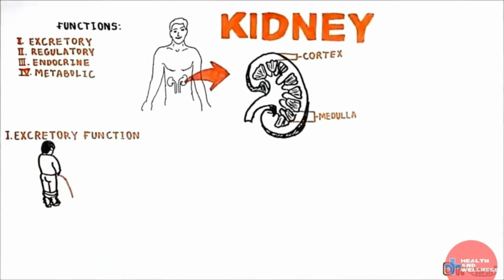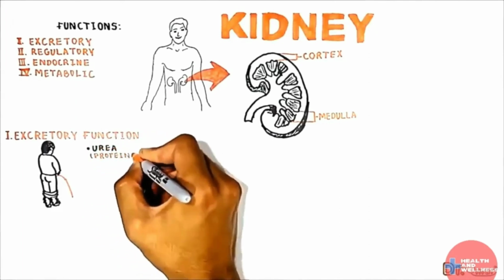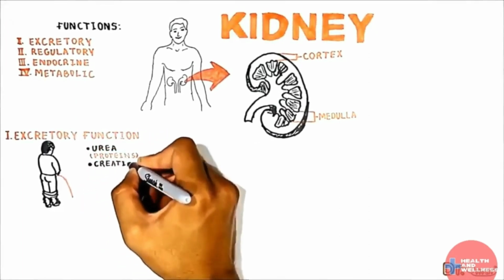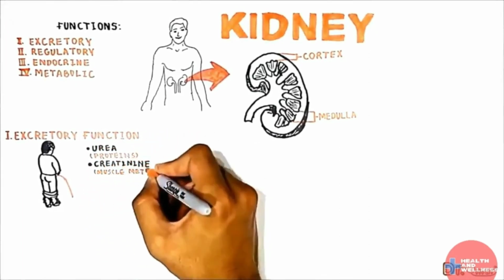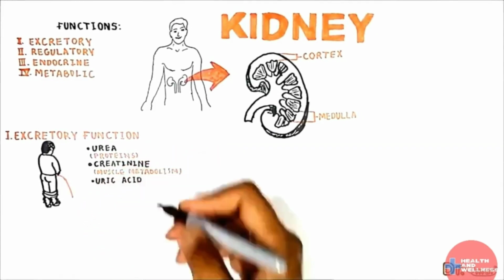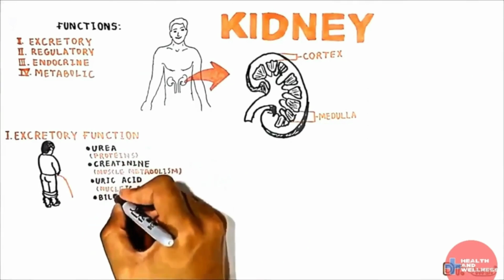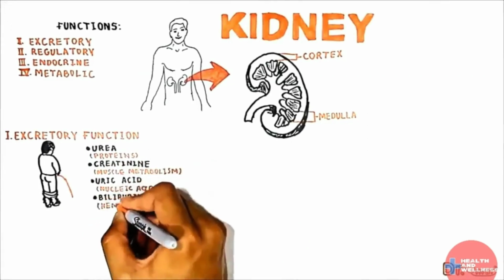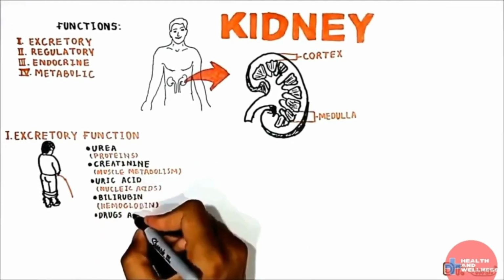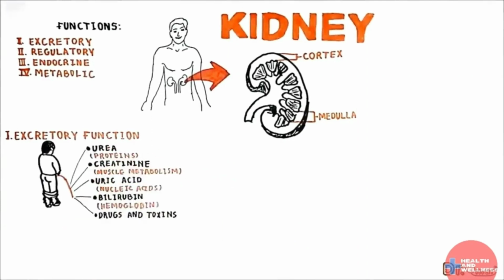Excretory functions include excretion, or removing metabolic waste products eliminated in urine, like urea, which is the waste from protein metabolism, creatinine from muscle metabolism, uric acid from the breakdown of nucleic acids, bilirubin from the breakdown of hemoglobin, and some foreign substances, such as drugs and toxins.